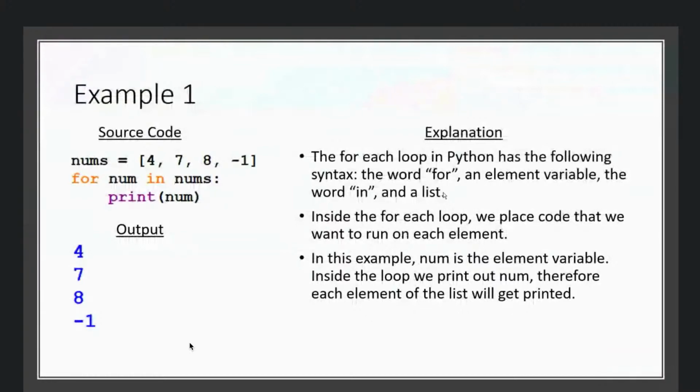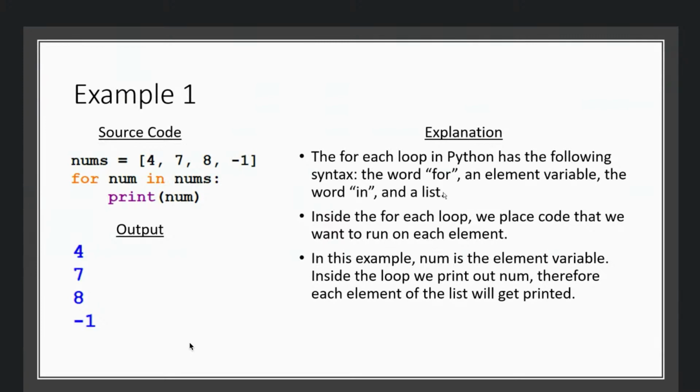So let's say we created a list called nums, and we said nums equals 4, 7, 8, and minus 1. So we could use the for loop and say for, and we create an element variable. This element variable is going to be equal to each element in our loop, and doing that automatically. So there's 4 elements in our list. So we said for num in nums.